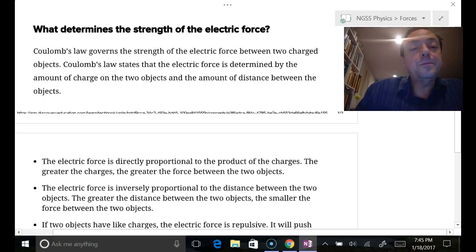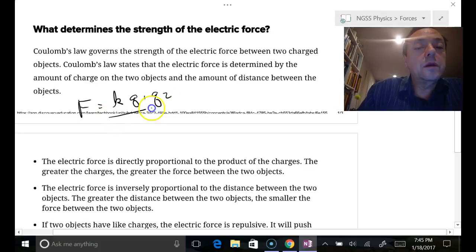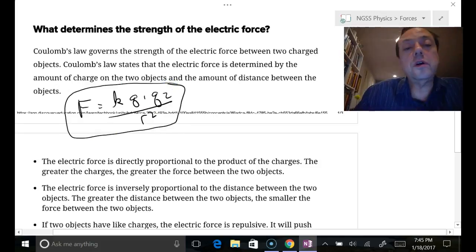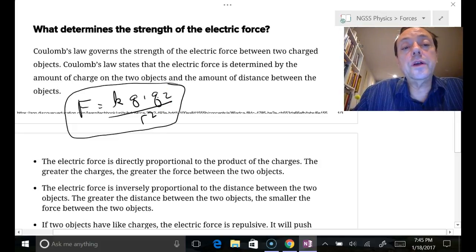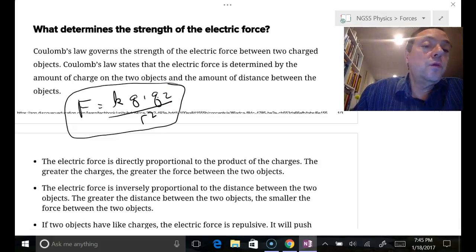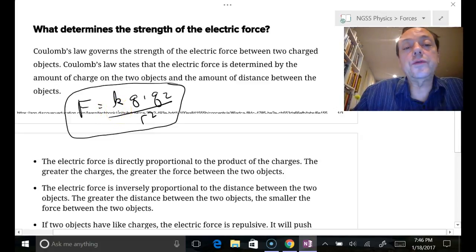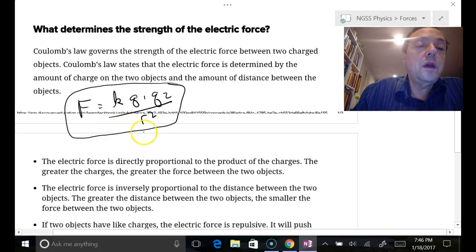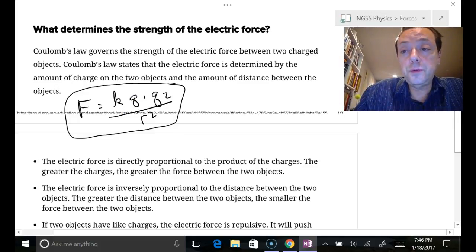In fact, Coulomb's law looks a lot like Newton's law of universal gravitation, where Q1 and Q2 are charges, like M1 and M2 were masses, where K is a constant, like capital G was the universal gravitational constant, and R is the distance between the two charges, specifically the distance between their centers.